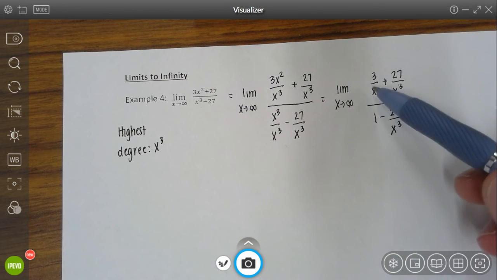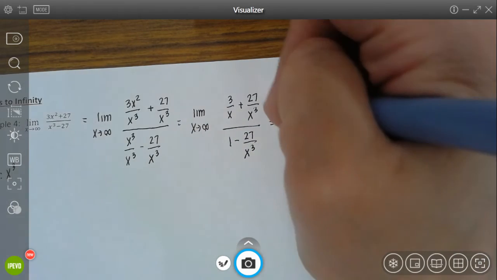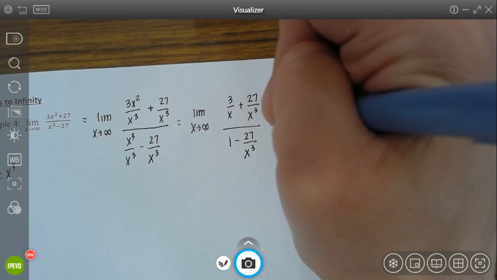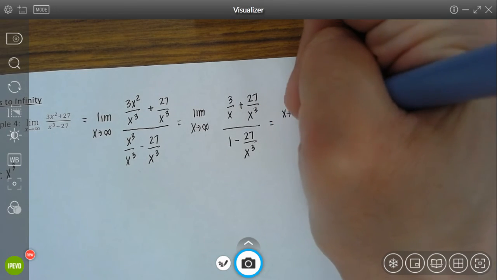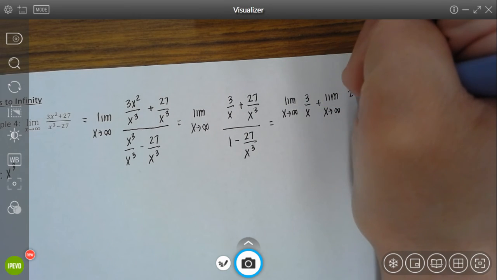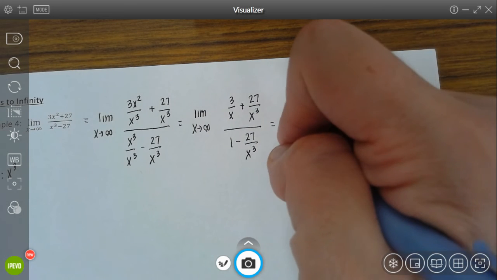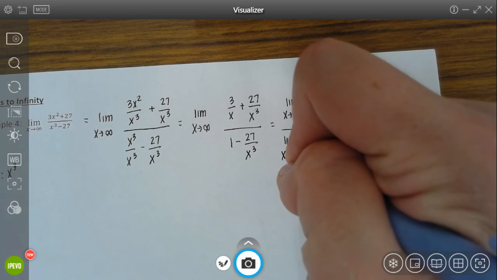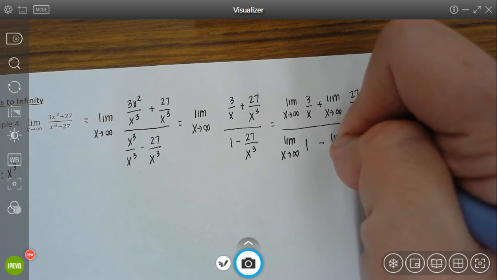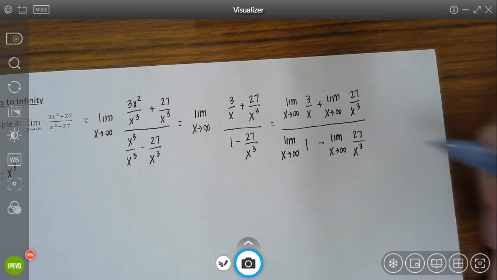So then I want to go ahead and take the limit of each one of these separate terms. So I'm looking to take the limit as x approaches infinity of 3 over x plus the limit as x approaches infinity of 27 over x to the third. And then do the same thing with the two terms in the bottom. Limit as x approaches infinity of 1 minus limit as x approaches infinity of 27 over x to the third.